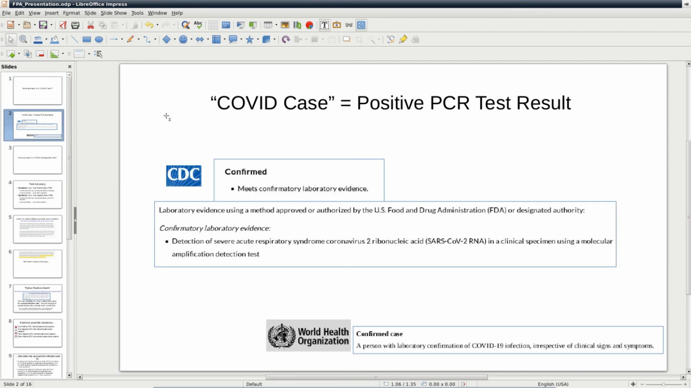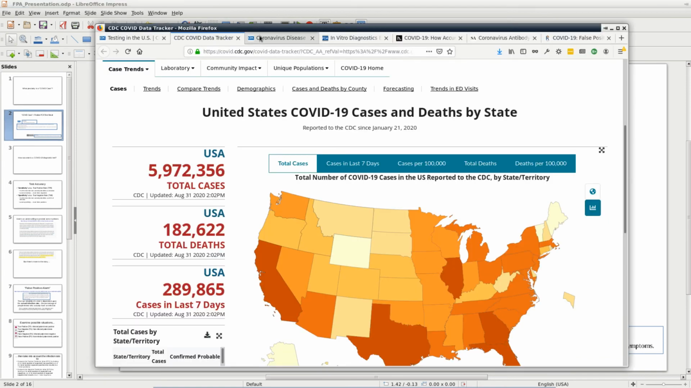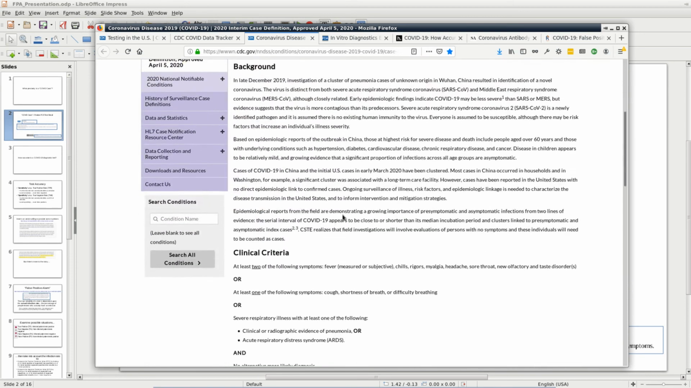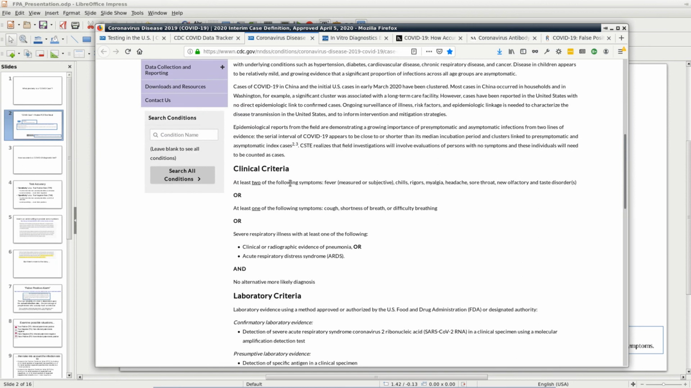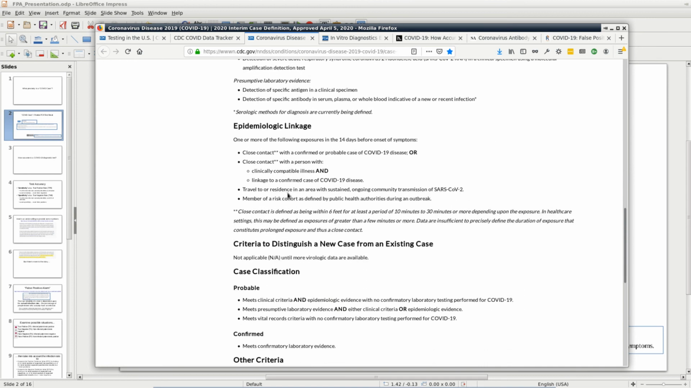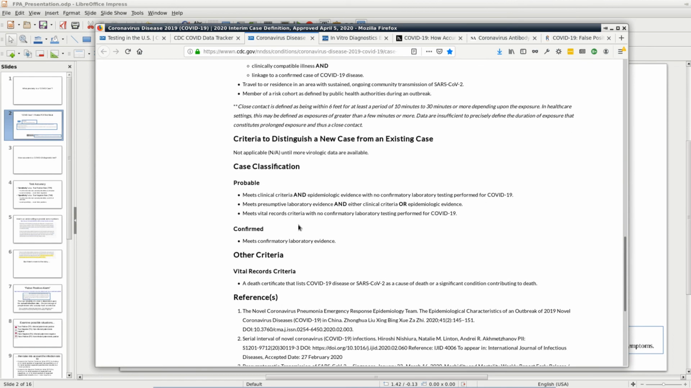Now, I just pulled it out on this slide, but we can look at the site. If we go to the CDC, they have the NNDSS site where they give us a set of criteria. There's clinical criteria, there's laboratory criteria, epidemiological criteria. And down here we get the case classification. There's probable cases and there's confirmed cases. Probable is some combination of the different criteria. Confirmed is very straightforward. A confirmed case is someone who meets confirmatory laboratory evidence.